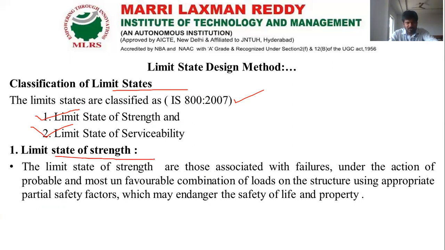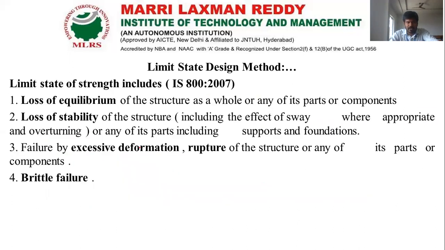First one is limit state of strength. Limit states of strength are those associated with failures under the action of probable and most unfavorable combination of loads on the structure, using appropriate partial safety factors, which may endanger the safety of life and property. Limit state of strength includes loss of equilibrium, loss of stability, failure by excess deformation or rupture. Fourth one is brittle failure. So all these things it has to satisfy or withstand. So that is the limit state of strength.